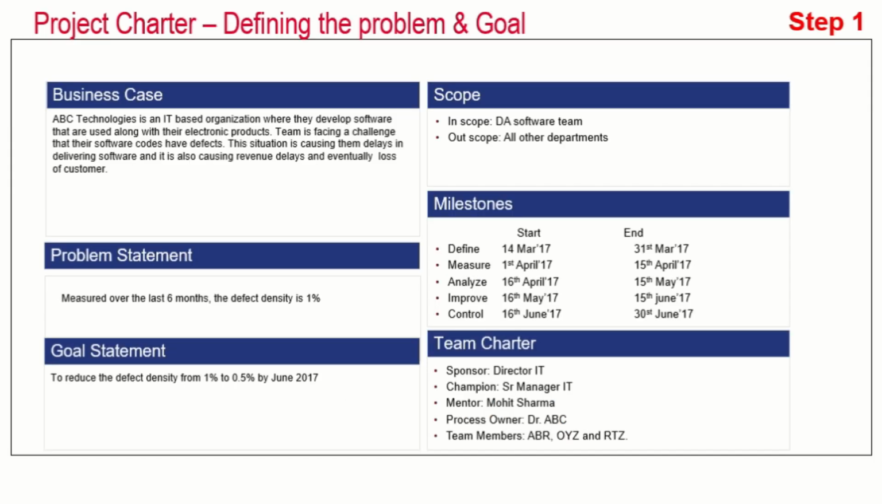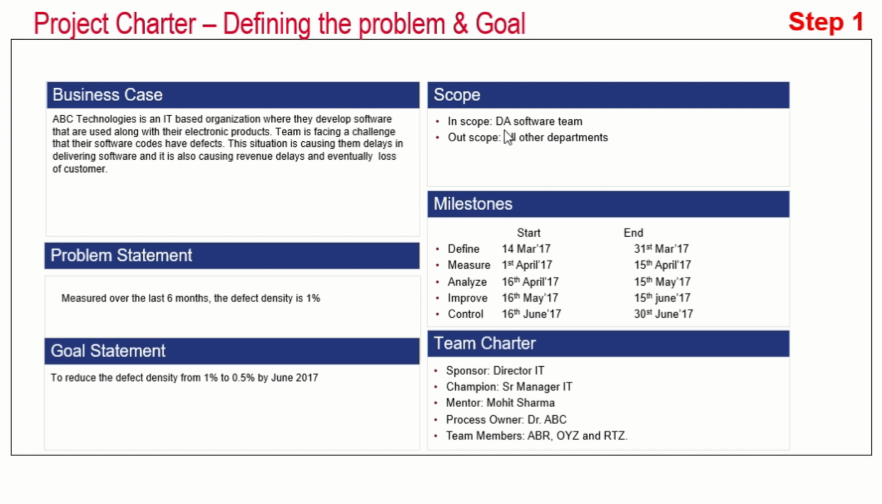The first thing the team did was to create a project charter. I have already explained to you the business case of the problem. They collected data for the last 6 months and found that the defect density is 1%. The team took a goal to reduce this defect density from 1% to 0.5% by June 2017.